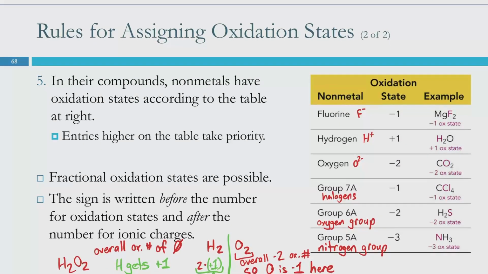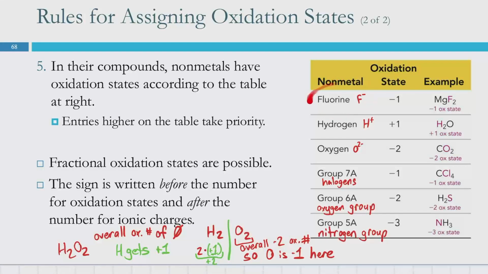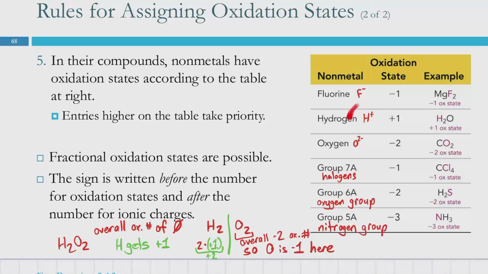And then in their compounds, nonmetals have oxidation states according to the table that we see here, where we have fluorine, hydrogen, oxygen getting the oxidation state that matches with what their charge would be. So for fluorine, fluorine's normally F- when it's an ion, so it takes a -1 oxidation state. Hydrogen +1, oxygen -2. Our group 7A, that's our halogens, -1. Group 6A, -2. Group 5A, -3. And these are the same as the charge that these elements would take if they were in their ion state.